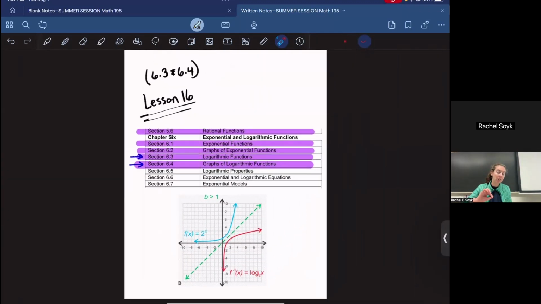Inverses, what do we know about inverses? Swapping your x and y values. Oh, what's this green dashed line? y is equal to x. All of your x's and y's are flipped. Okay, reflecting across your line of y equals x.